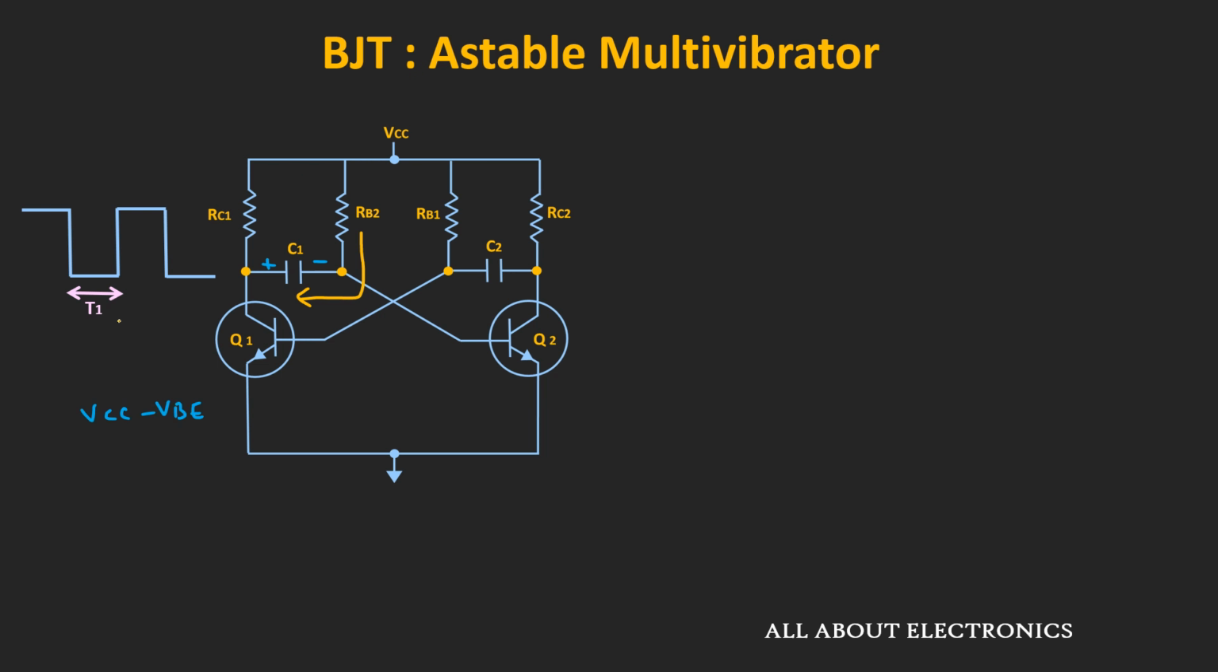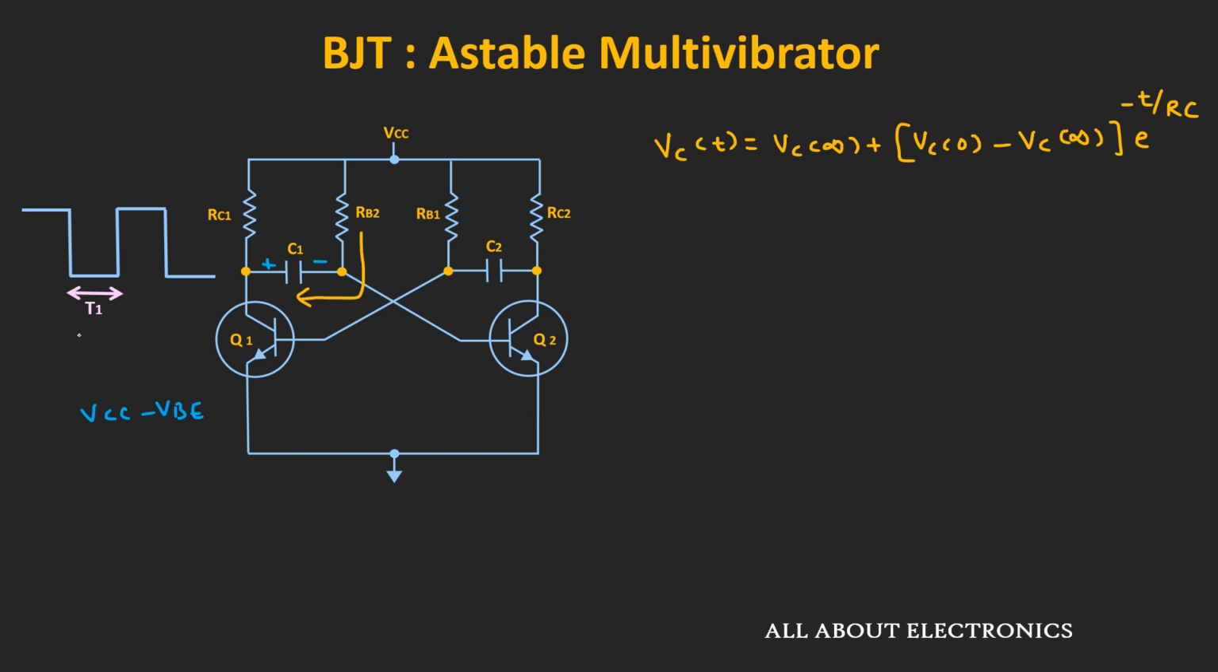So now, to find this time t1, let us write down the general expression of the voltage across the capacitor. The voltage across the capacitor Vc of t can be given as Vc of infinite plus Vc of 0 minus Vc of infinite times e to the power of minus t divided by RC. Now we have already derived this expression in the earlier videos of the transient analysis. So for more information you can check that video.